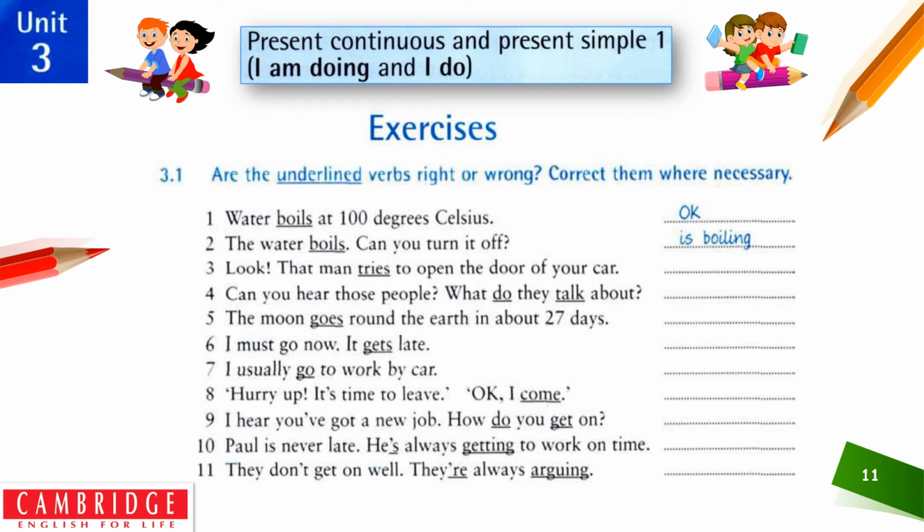Second thing, the water boils. Can you turn it off? So here it is grammatically incorrect. Why? The water is boiling. Can you turn it off? That should be correct. Why? It is happening right now. That sense is explicitly said. So we need to understand accordingly. We need to correct the statements. Okay, students, correct them where necessary.